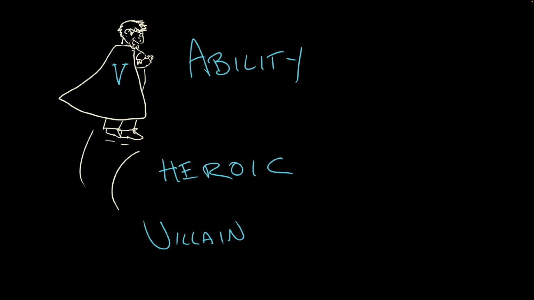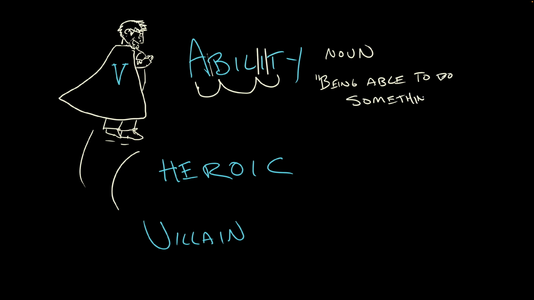Okay, so those are our words for this video. I want to go through what they mean and how to use them. First, ability. Ability. It's a noun, a person, place, thing, or idea. It means being able to do something. I have the amazing ability to fold my tongue in half. Like so, you can't see it, but I'm doing it.